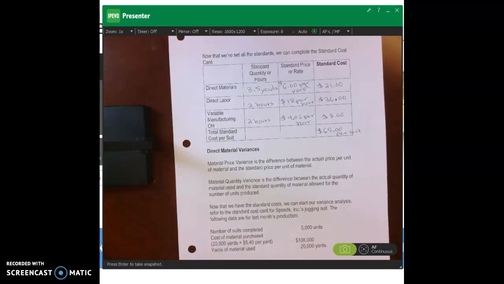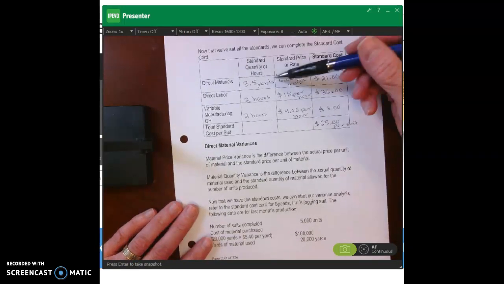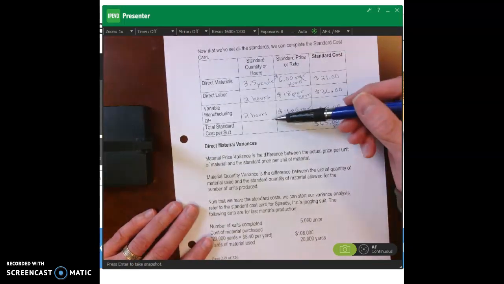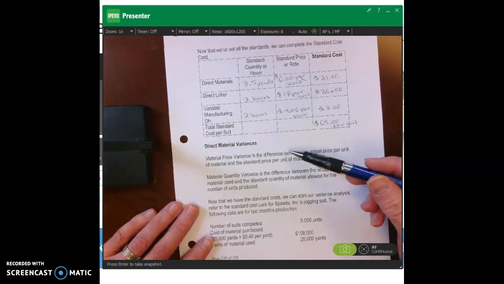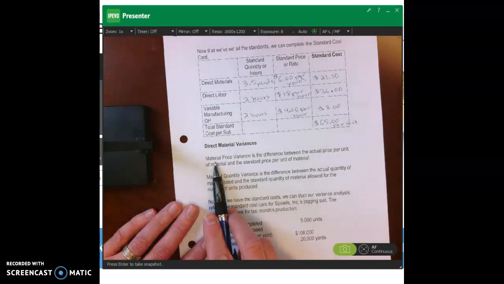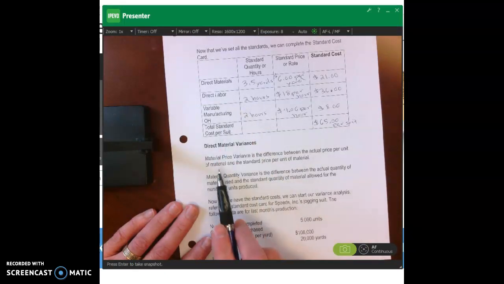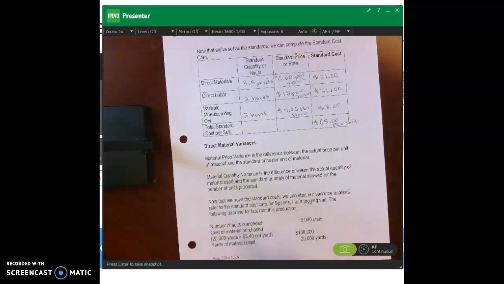Okay? So now what we can do is we can use this information on how much it costs us in terms of materials, labor, and overhead to develop variances. And remember, what we're going to be doing is we're going to look at a materials price variance and a materials quantity variance. We're also going to be looking at a labor rate, which is a labor price variance, and then a labor quantity variance.